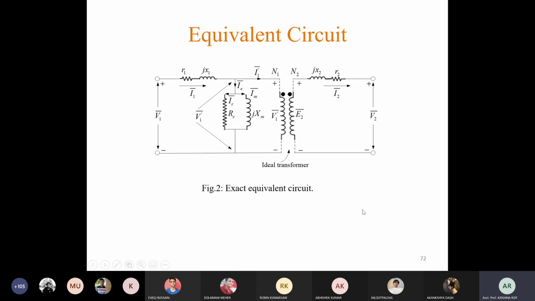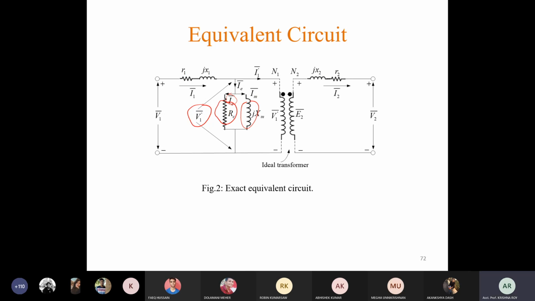That is why this complex notation J is required. So V1 dash by Jxm is equal to Im. That is why this component is considered the reactive component, because the current flowing through this path lags the voltage V1 dash by an angle of 90 degrees. So this is purely inductive, but the current IC is in phase with V1 dash, so this element must be a resistive element.